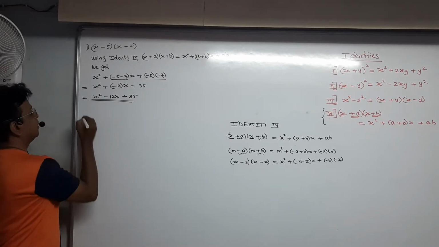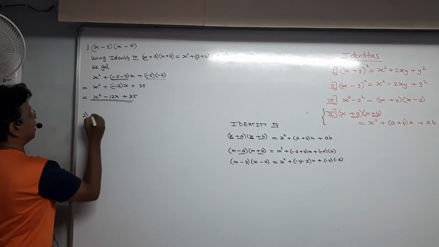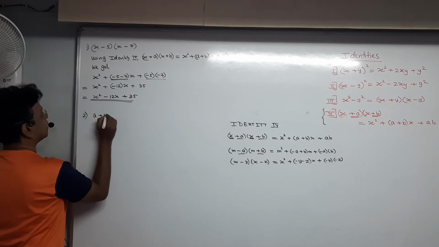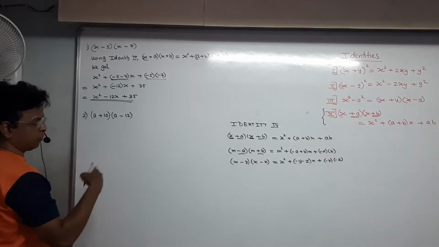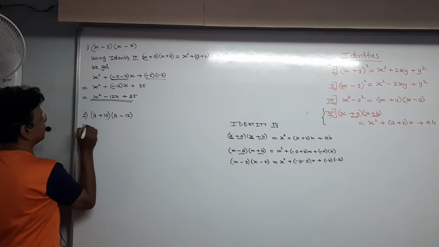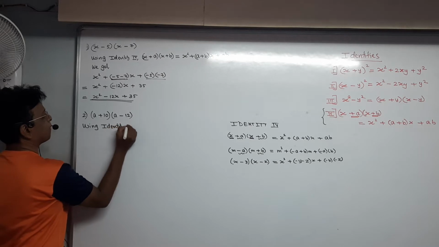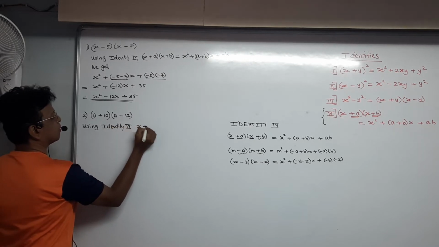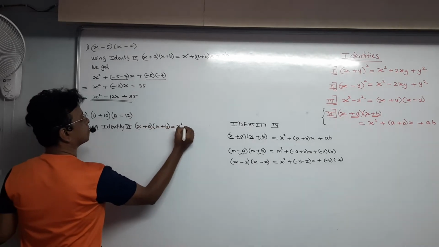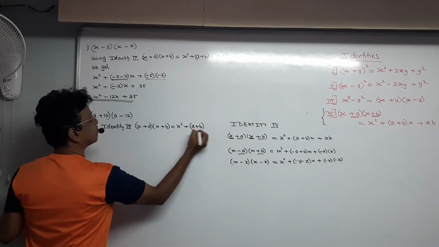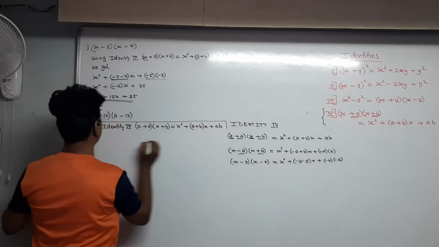Are you getting my point? Supposing the second question is given as (a plus 10) into (a minus 12). You write using identity 4: (x plus a) into (x plus b) equals x square plus (a plus b) into x plus ab. This is the identity. You can even bracket this.